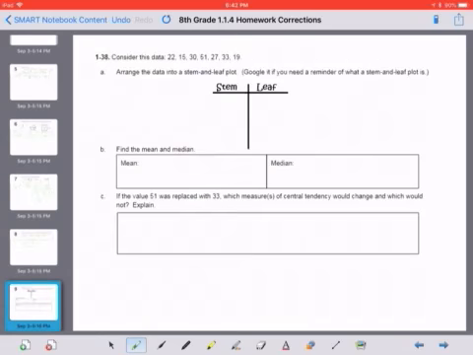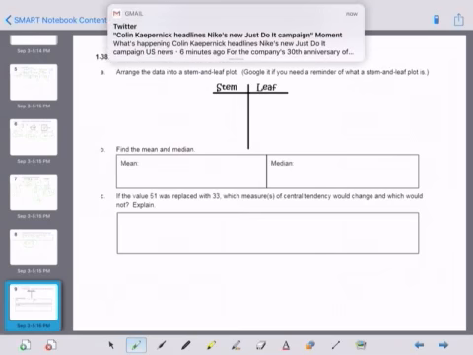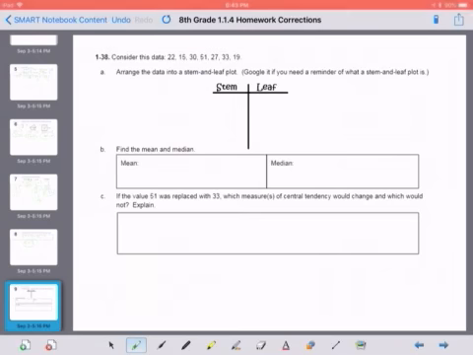Problem 38. Consider this data: 22, 15, 30, 51, 27, 33, and 19. Most of you remembered what a stem and leaf plot was and how to put the numbers in the data. A couple of you forgot a couple pieces. One of the things is that you list out stems in order even if they don't appear in your data. So I'll show you that in just a moment.